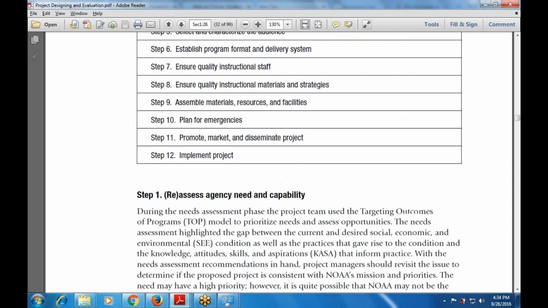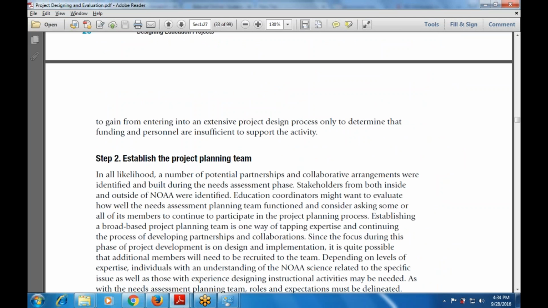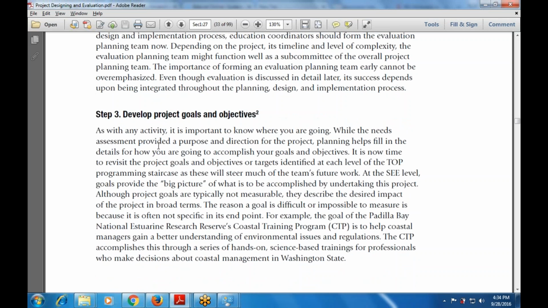So the first one is assessing agency needs and capability. The next one is establishing the project planning team. That means what are the various individuals that are included in the project planning team. The next one is developing project goals and objectives. That is, what are the various project goals and objectives? We have to develop that.